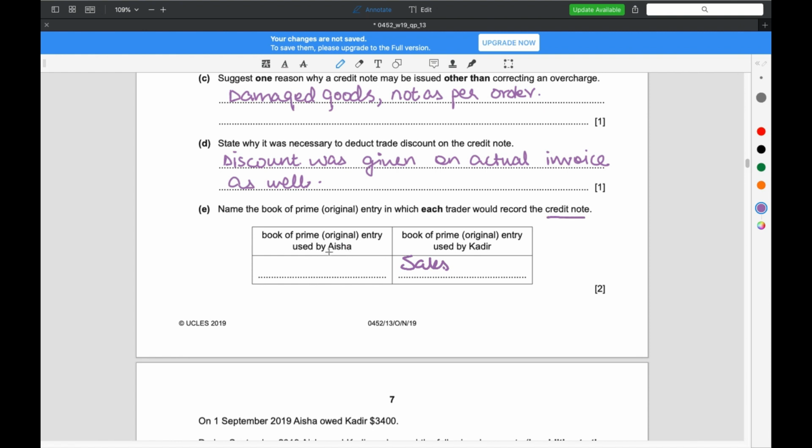So for Aisha, it's going to be a purchase. She purchased it, so it's going to be over on the purchase returns journal. And similarly for Kadir, it's going to be on the sale returns journal. Because Kadir sold it, so it's a sale for him, and Aisha bought it, so it's a purchase for her. But Aisha is actually returning it, so it's going to be over on the purchase returns journal.